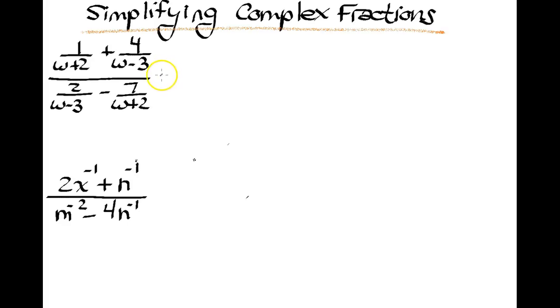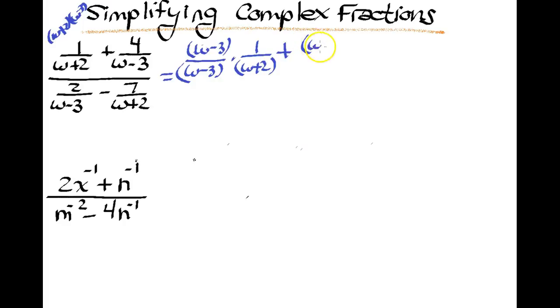So we need to find an LCD, and the LCD of our numerator is just going to be w plus 2, w minus 3. So in our first term we're missing the w minus 3, so let's write that correctly: w minus 3 over w minus 3, and we're going to multiply that by 1 over w plus 2. In our second term we're missing the w plus 2, so I'm going to multiply that by w plus 2 times 4 over w minus 3.